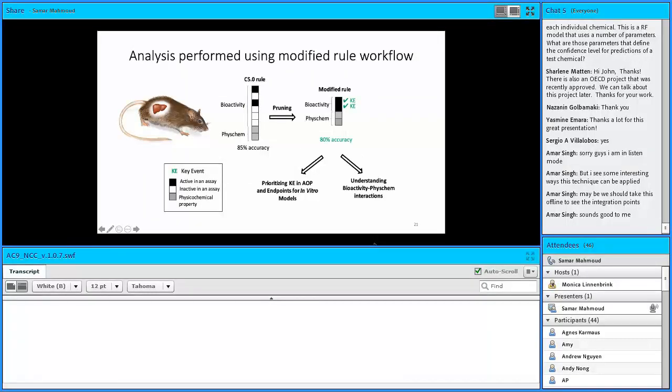So we constructed rules where the rules were describing hepatotoxicity using bioactivity from the ToxCast data as well as physicochemical properties. And we applied, in this case, the pruning method, where rules with inactivity conditions or activity in assays used by the rules have been removed. Then we reassess the rules, and the rules that pass the test are used to identify the biological space of important key events or important endpoints for in vitro models for hepatotoxicity, and also to explore the bioactivity physicochemical interactions.